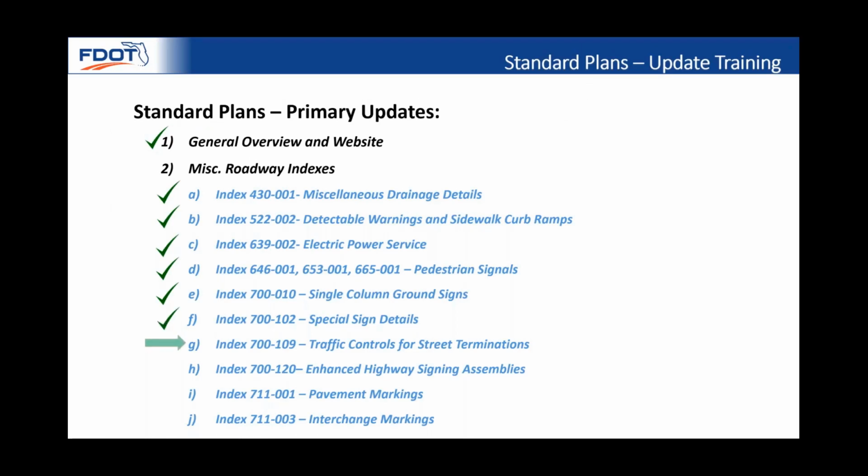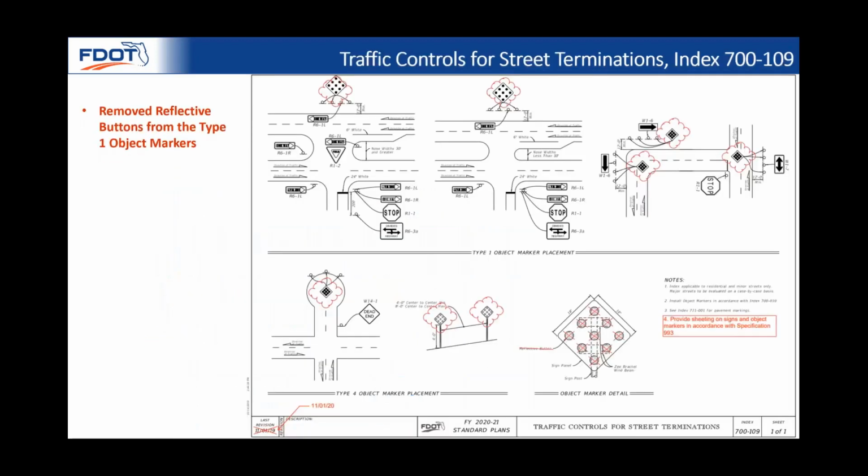Next index we're going to cover 700-109, traffic controls for street terminations. So we removed the reflective buttons from the type 1 object markers. Reason for this is for type 1 object markers, the MUTCD allows both of the styles, OM1-1 with reflective buttons and OM1-3 without reflective buttons.